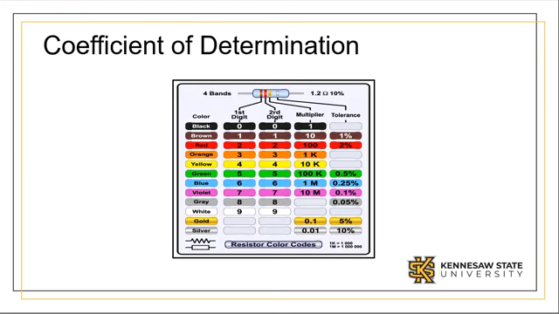The coefficient of determination is the proportion of the explained variation divided by the total variation. It is the correlation coefficient squared. It ranges from 0 to 1. Coefficient of determination is a measure of the amount of variability in the process that the model is capable of explaining.